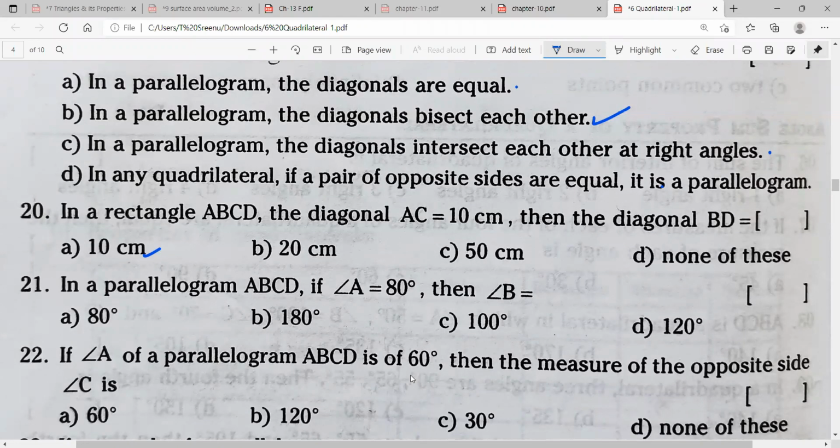In a parallelogram ABCD, angle A is equal to 80. Angle B: the sum of adjacent angles is supplementary, 180 degrees. So angle B is equal to 180 minus 80. You will get 100 degrees. Right?